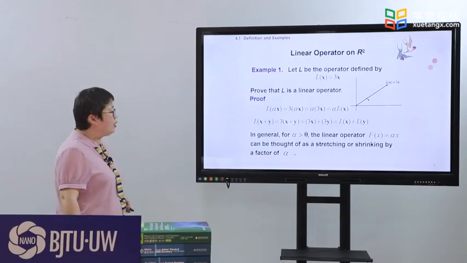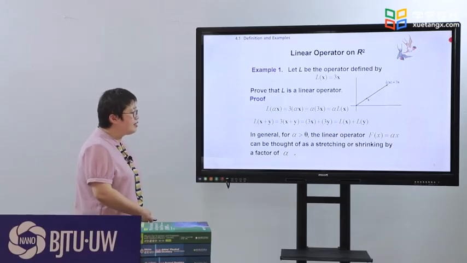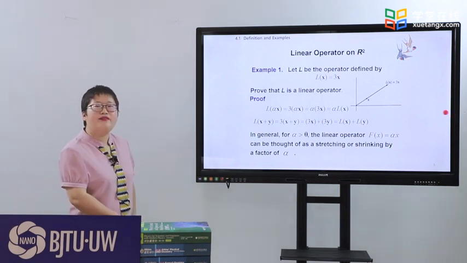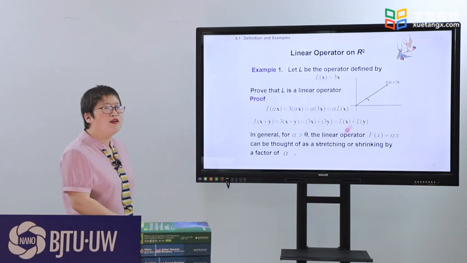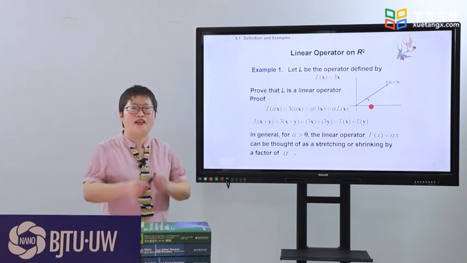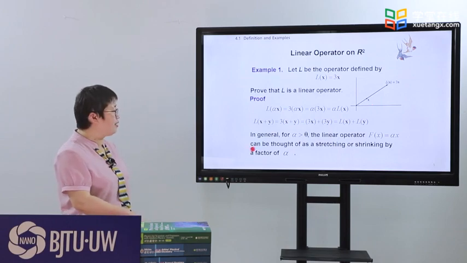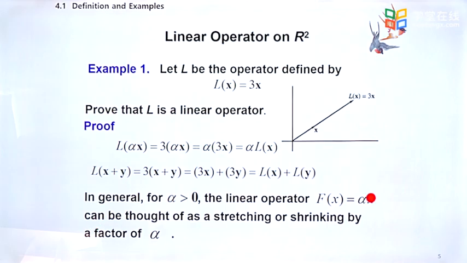And in general, for α greater than 0, the linear operator f(x) = αx can be thought of as a stretching or a shrinking by a factor α. So if α is greater than 1, it's a stretching. If α is greater than 0 but smaller than 1, it's a shrinking.